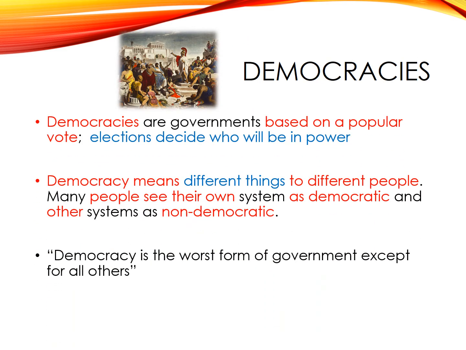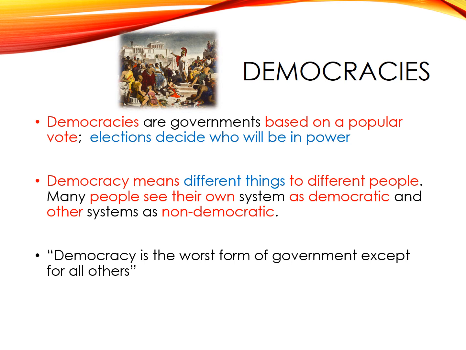There are many ways to categorize forms of government. Two primary forms are democracy and autocracy. So first we are going to look at democracy. Democracy is from the Greek words demos, which means people, and kratos, which means rule. Democracy means rule of the people. Democracies are governments based on a popular vote where elections decide who will be in power.